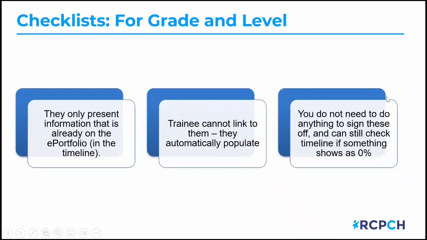So you don't need to do anything to sign these checklists off. They're purely there for information purposes. So to make it easier for you, you can still check in the timeline if something is showing as 0%, and just check there to make sure it's not hidden away and it's not pulling through correctly. But just to reiterate that you don't need to do anything. It's only a different way of presenting information that exists on the ePortfolio already.